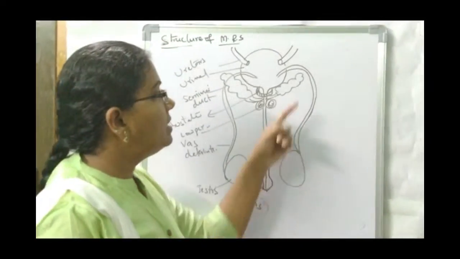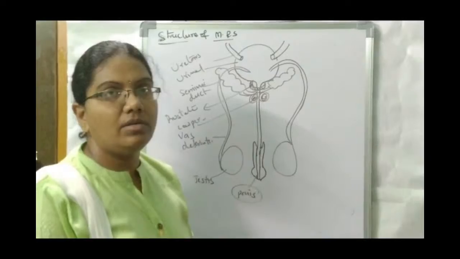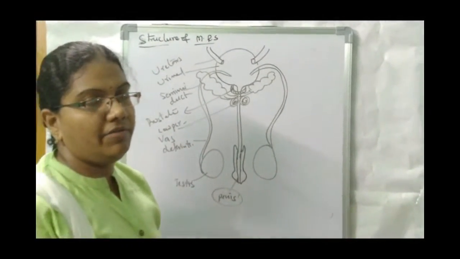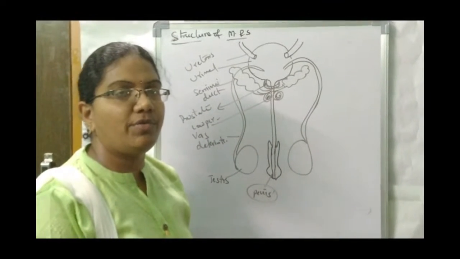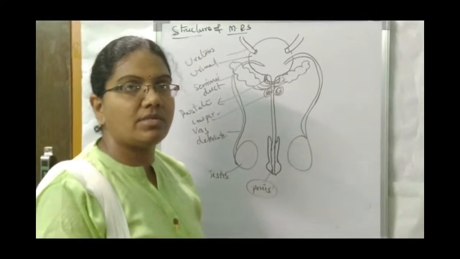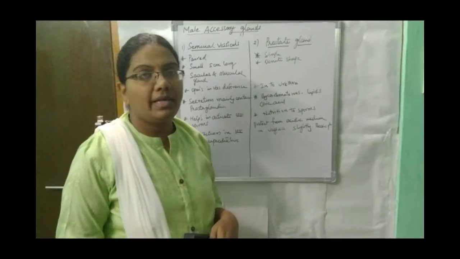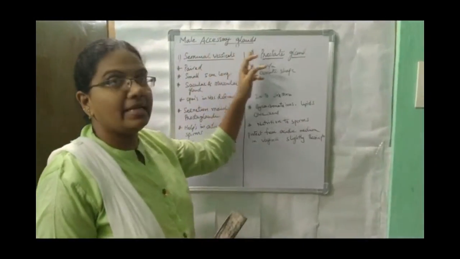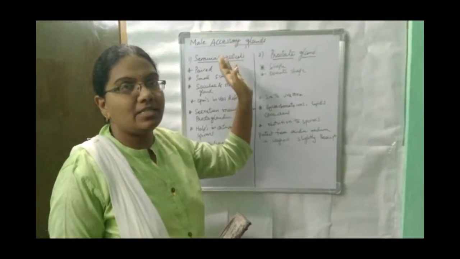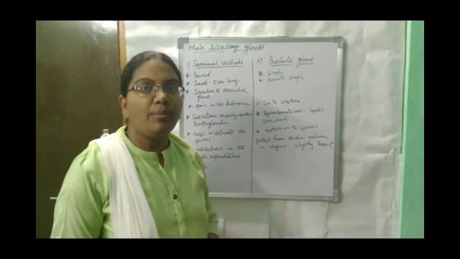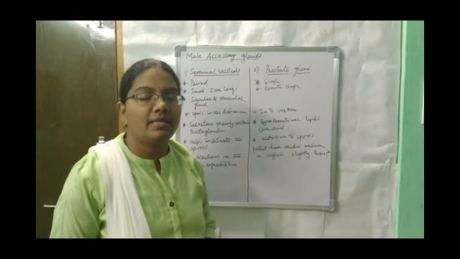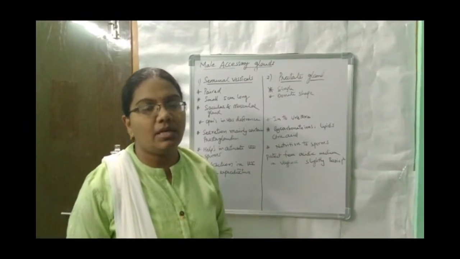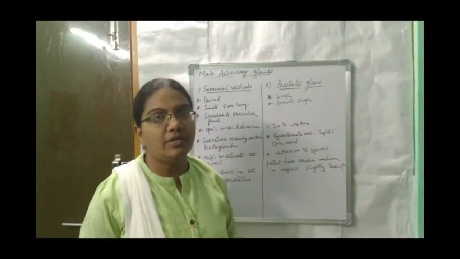This is the structure of the male reproductive system. Now we discuss the different types of accessory glands involved in the male reproduction process. The next important topic is male accessory glands. Accessory glands assist the production of sperm and some hormones which help the reproduction process or the production of sperms.